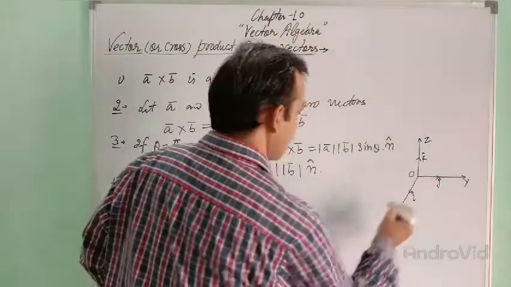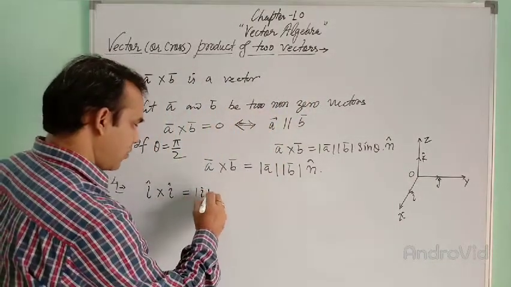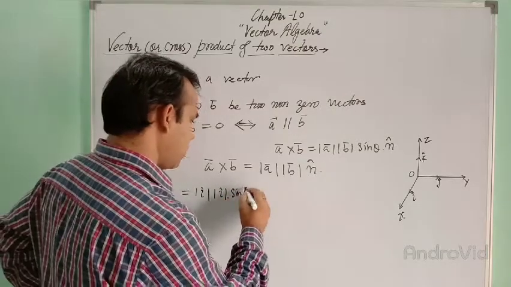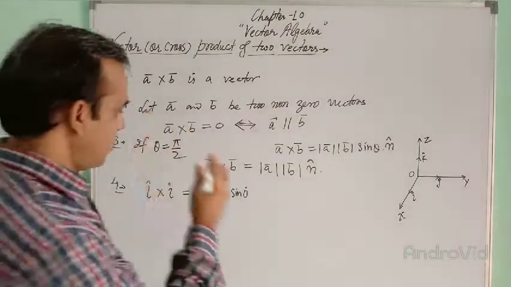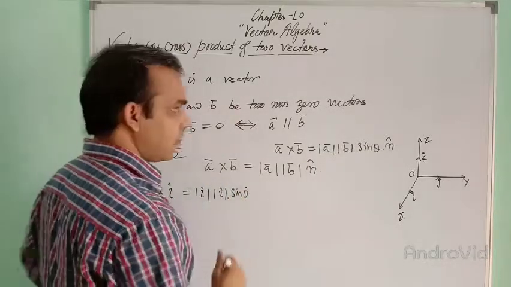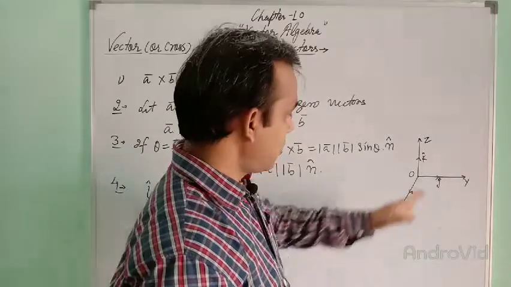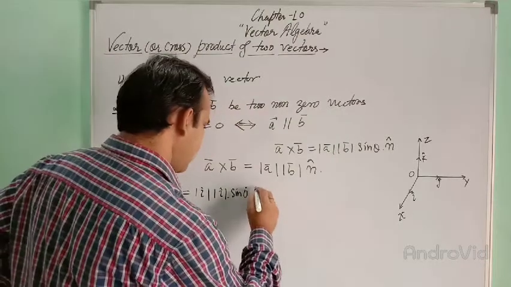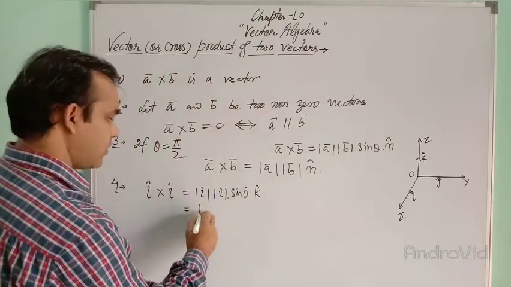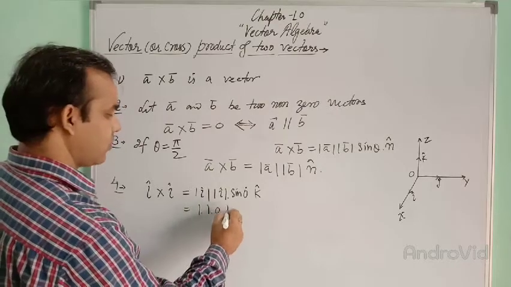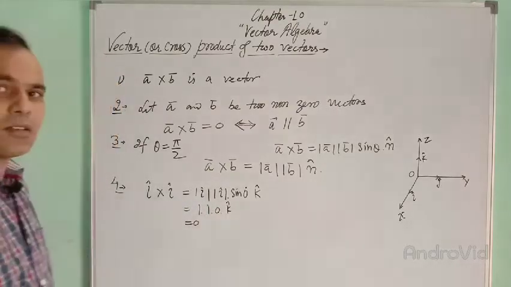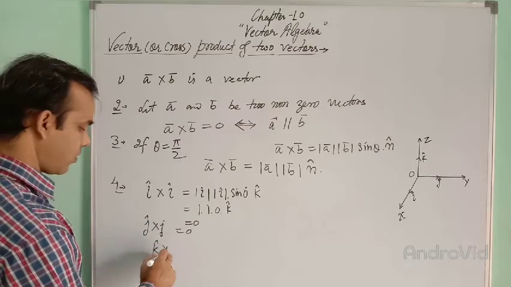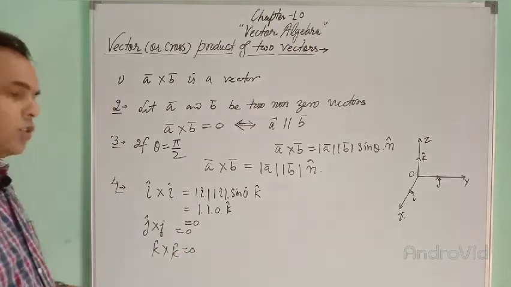This is the origin. i cross i means magnitude of i, sin theta is 0 in this case, because the same i cap is multiplied to itself, and n cap is here k cap. Why is it so? Because k cap is perpendicular to both i and j cap. So here we will write k cap. So its value is 1, sin 0, 0. In total we can say i cross i is 0. The same way we can have j cross j, that is also 0, k cross k equal to 0.